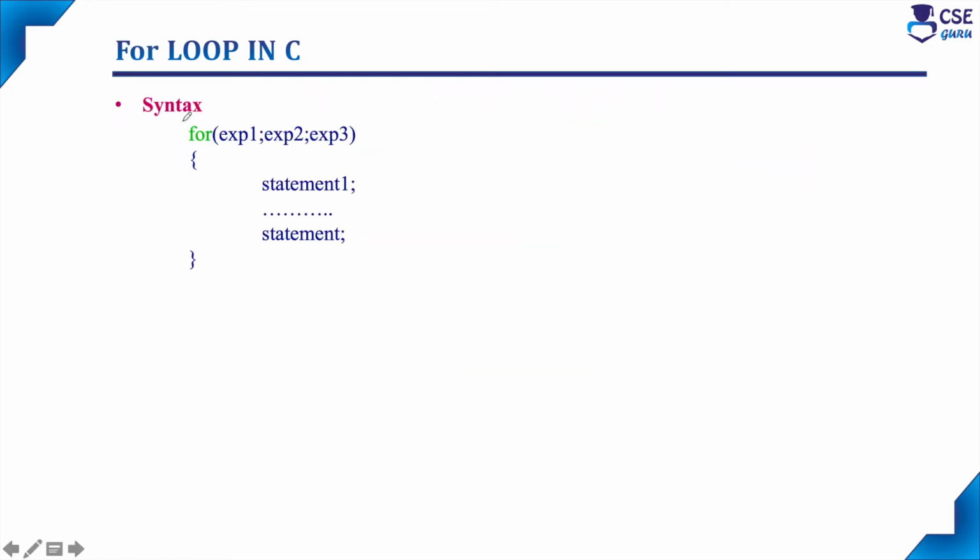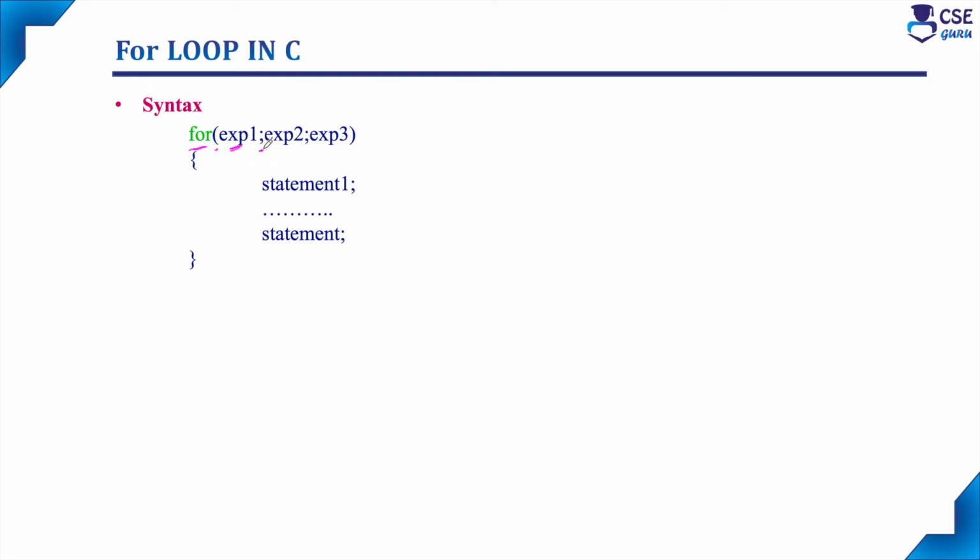Next, the syntax of the for loop. For is a keyword, and immediately after this keyword, you have to place an open bracket. You should not give any space between this keyword and the open bracket. In C programming, wherever we use an open bracket, we should not give space before it. Inside the bracket, expression 1 is the variable initialization.